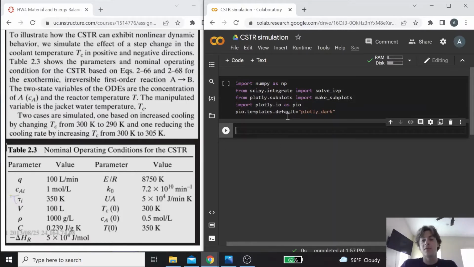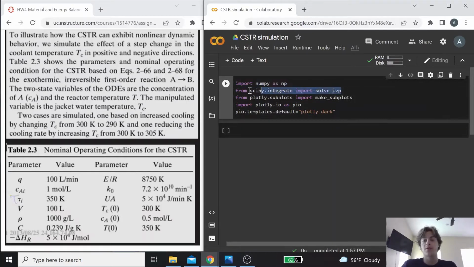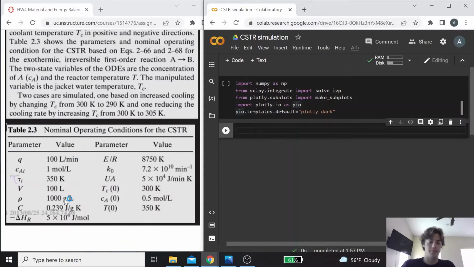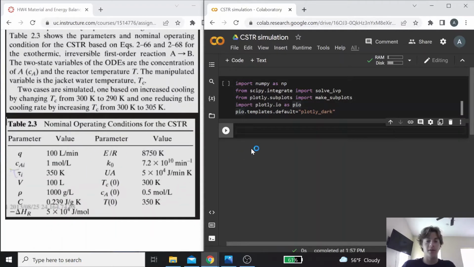So first I have here the import statements I'll be using. I have imported NumPy and solve_ivp from SciPy integrate. I have also imported make_subplots from plotly.subplots to plot the behavior of the concentration and temperature, as well as plotly.io to change the background of the plot to dark. So we're going to start by putting in all of our constant values that are given here.